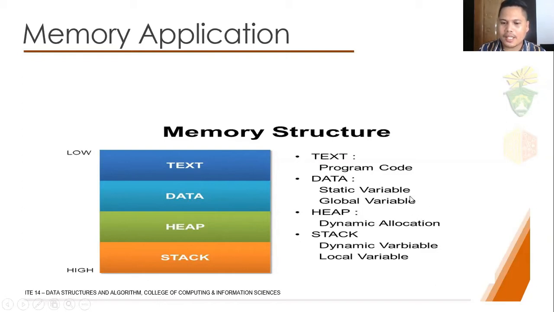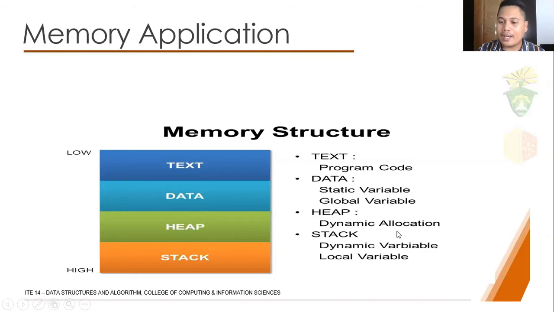Later on, I'll check where the local variables are stored. And this is also the reason why, if you could remember, our global variables can be accessed by all of our functions within our program. Later on we will also understand why local variables can be accessed only within a single function. Then we have here the heap.